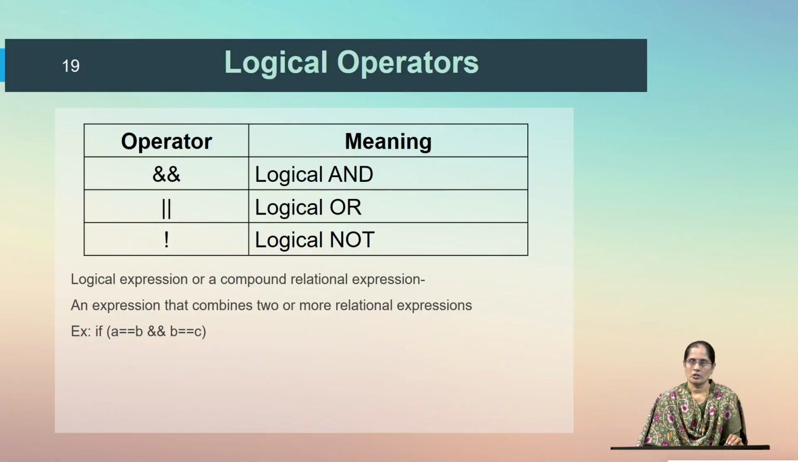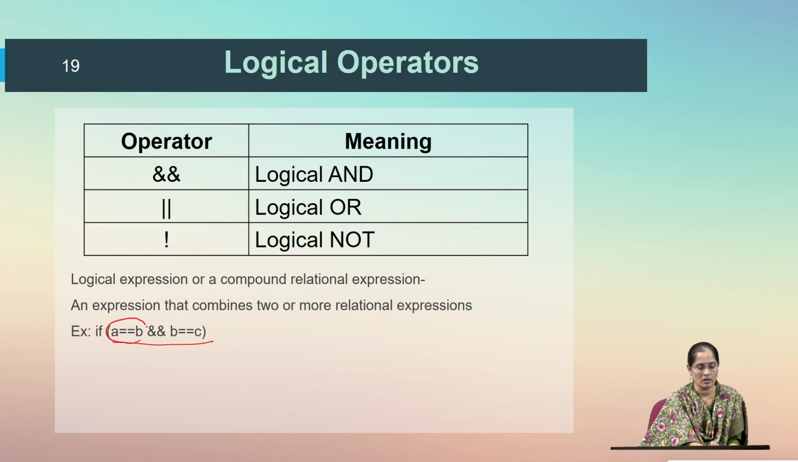Then we will focus on logical operators. There are three major logical operators called logical AND, OR and NOT. So, we can use the appropriate symbols. A logical expression is used for evaluating a compound relational expression. Up to now what we have learnt is a simple relational expression where we had only two operands, but if you want to check or evaluate more than one condition, then we may have to go for using logical operators.